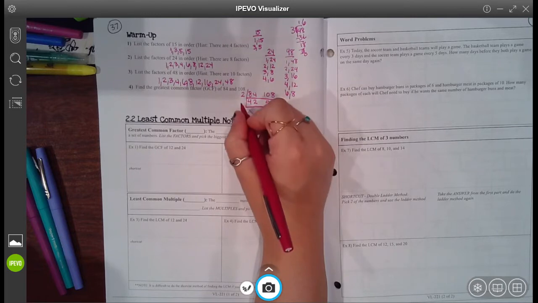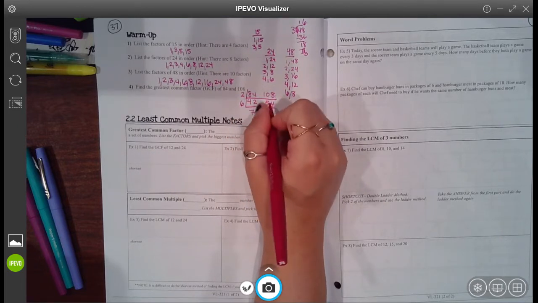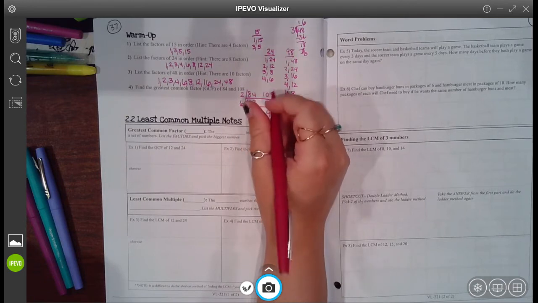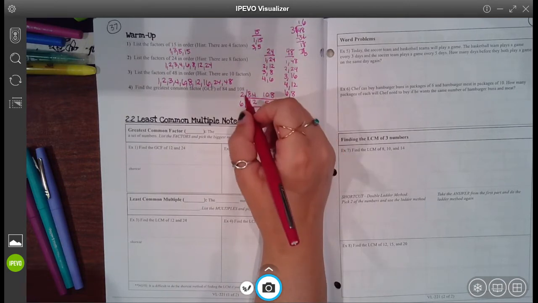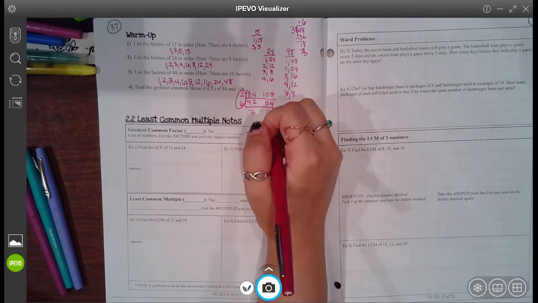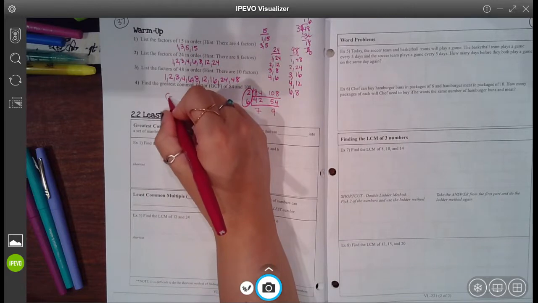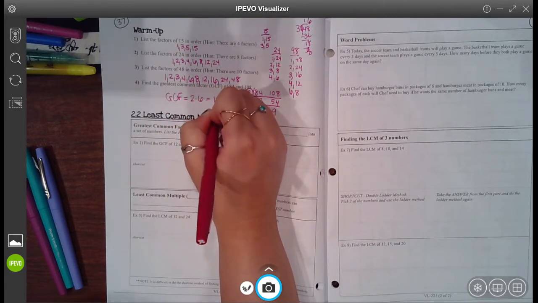And I know 6 can go into both of those because 6 times 7 is 42. 6 times 9 is 54. Nothing can go into both 7 and 9. So I'm done. Those two numbers multiplied together equal my GCF. So my GCF is 2 times 6, which is 12.